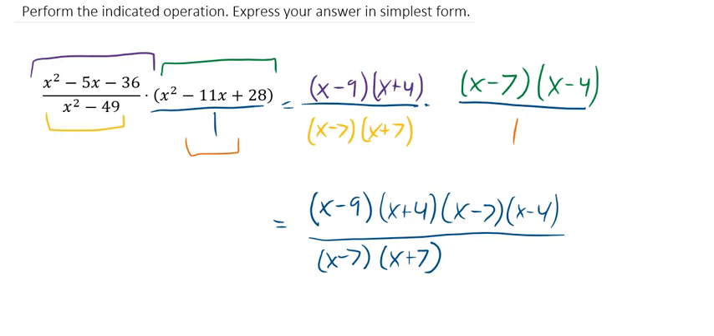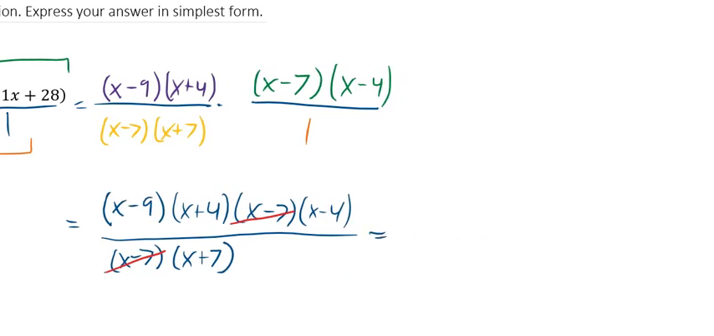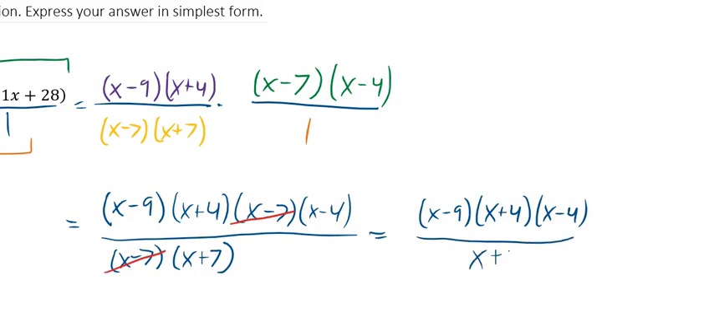If I go and cancel my common factors, x minus 7 cancels. Does anything else cancel? No. So I have x minus 9 times x plus 4 times x minus 4, all over x plus 7.